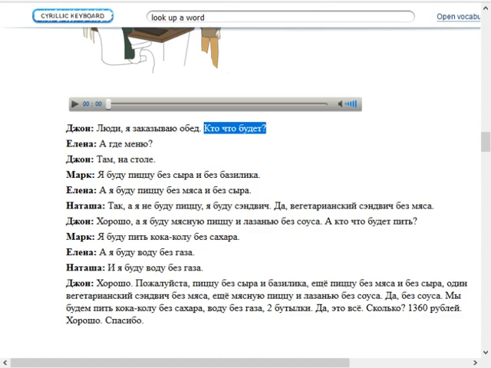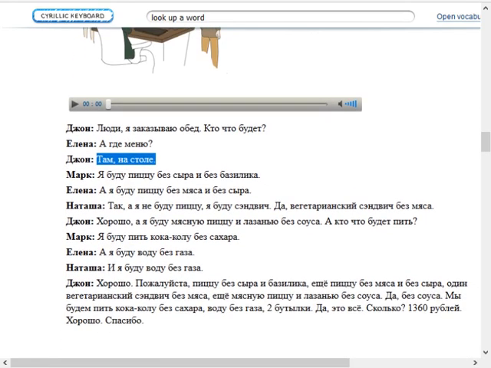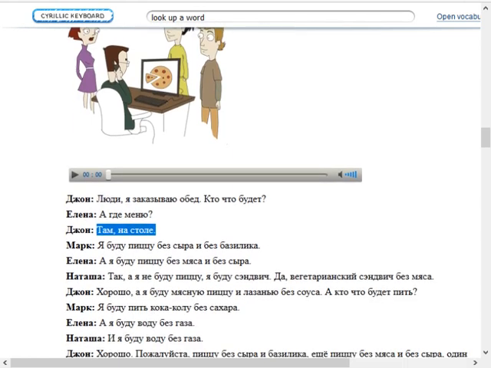Who wants what? Where's the menu? Here, там на столе, on the, I guess on the screen, or, well, it's really like on the table. Am I misunderstanding that? Because he says it's on the table, but maybe he means on the computer screen. Okay, anyway. And then the different foods.